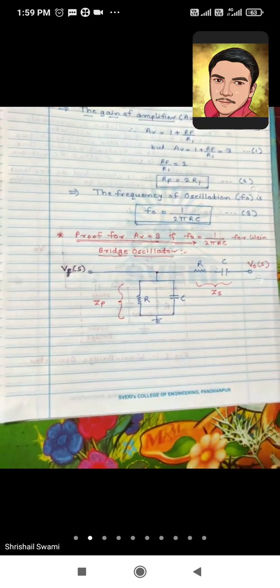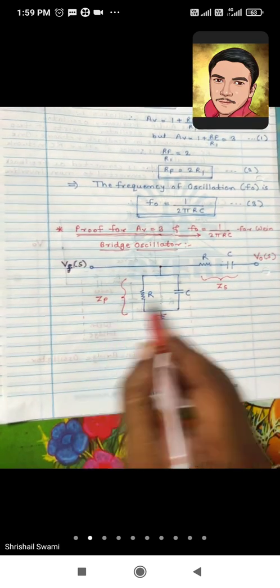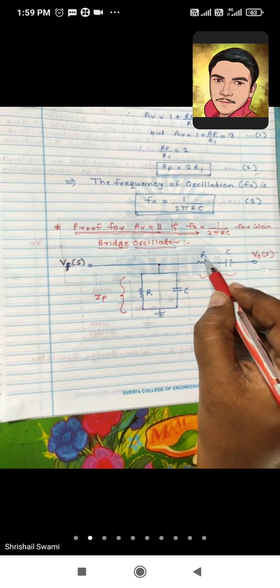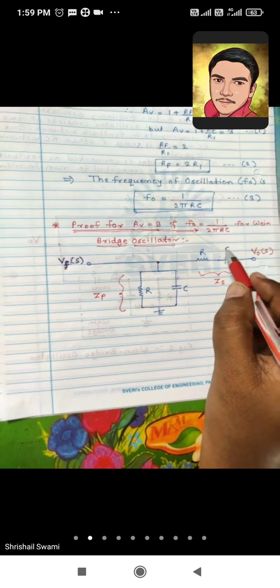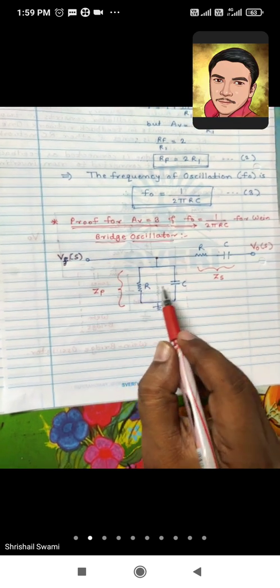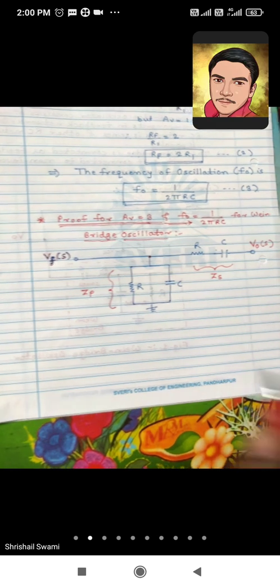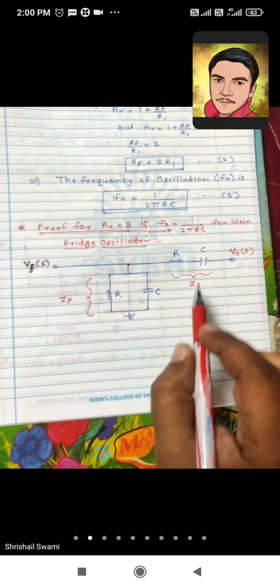ZS and ZP are in series, or both are connected in parallel. ZS means what? R plus the reactance of the capacitor. Here ZP is what? R is parallel with the reactance of the capacitor. So we can convert this circuit into Laplace.